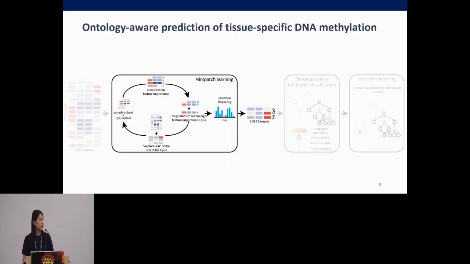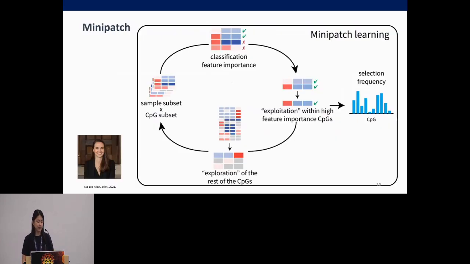And then the next part, we feed that data set into our feature selection. For feature selection, we use our collaborators' algorithm, mini-patch learning. Mini-patch learning in simple terms works like this: a mini-patch of a random sample subset and a random CpG subset is picked at each iteration. And then that mini-patch is put through a classification. It's a very simple classification, resulting in feature importance.